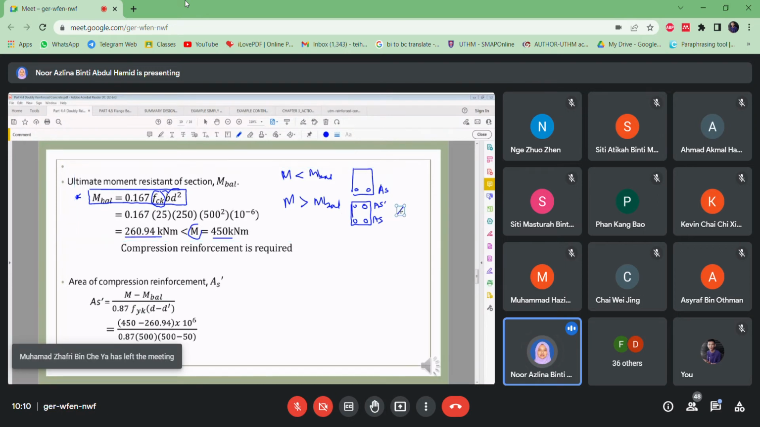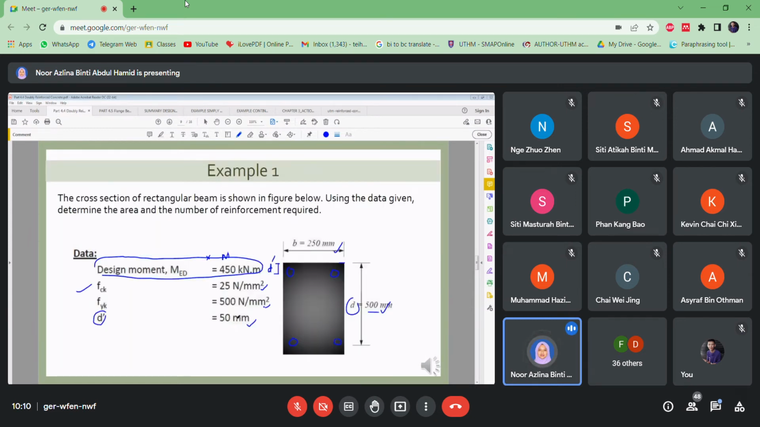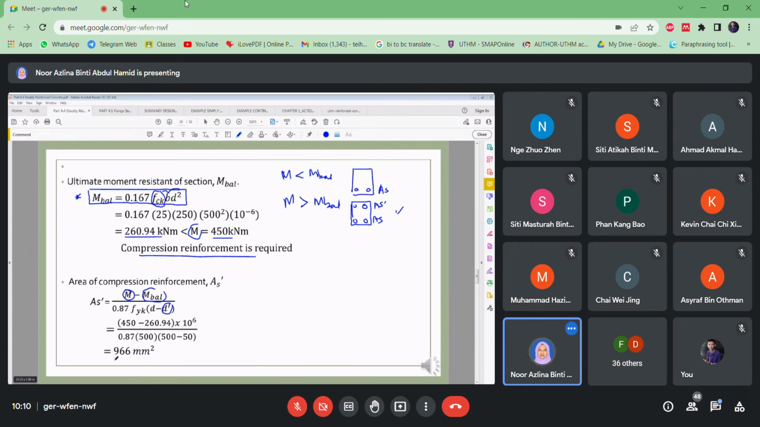So that means you need to design, provide the beam with compression reinforcement. So you need to have AS and also AS prime. This is the equation for AS prime. Just substitute all the information for the M, all the values for the M, and also M balance, which is 260. M 450, and then once you have to design a compression reinforcement, it should have a D prime also. It is also given here, guna je lah teruskan, so masukkan dalam nilai. You'll get AS prime is 966.